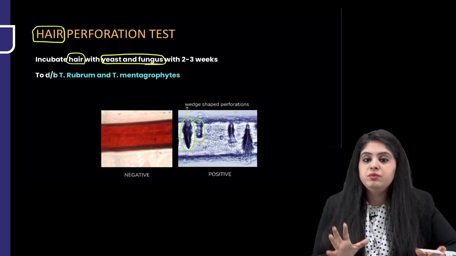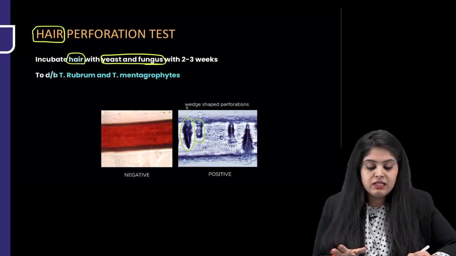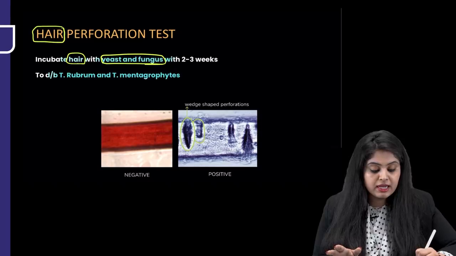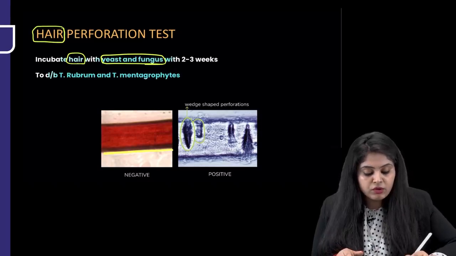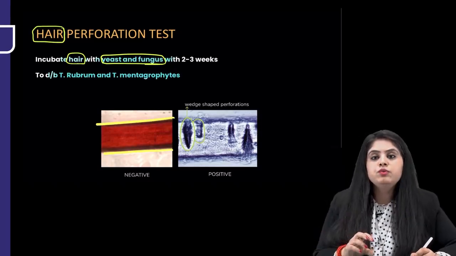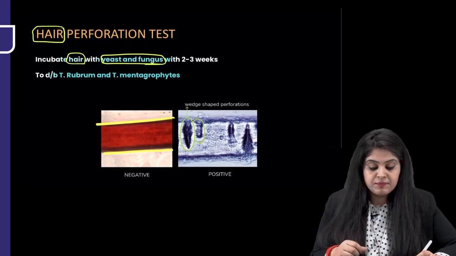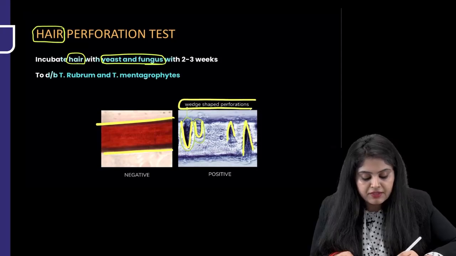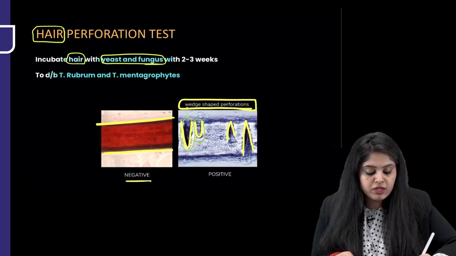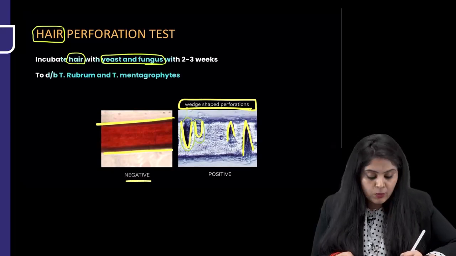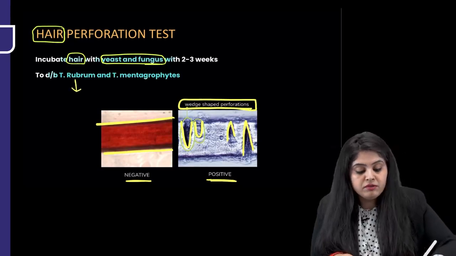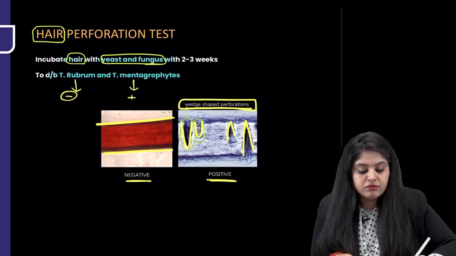So out of trichophyton rubrum and mentagrophytes, I took the hair and I incubated it with the fungus. So what will I see in case of rubrum and what will I see in case of mentagrophytes? Remember, in one of them I saw that the hair remained intact. What it was 2 weeks before, it is 2 weeks later, it's intact. In the next one, I saw that there were some perforations in the hair that were forming. There were some wedge-shaped perforations that were coming up in the hair. So when there is no perforation, means hair perforation test is negative. When there is perforation, this means hair perforation test is positive. So remember, rubrum gives you a negative test and mentagrophyte gives you a positive test.